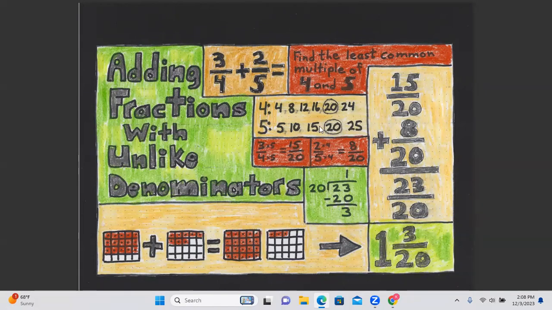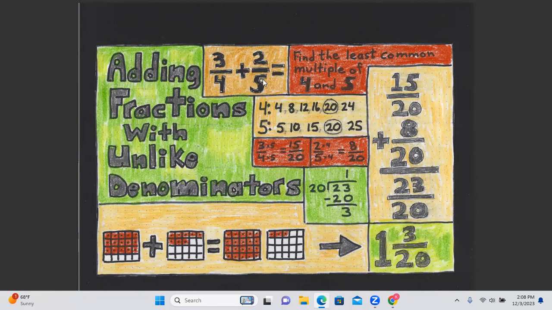And we're going to replace 3/4 and 2/5, but this time with 20 as our new denominator. And so when we look at the case of 3/4, we know that 4 times 5 will give us 20. Whatever we do to the denominator, we will do to the numerator, and 3 times 5 will give us 15. And so 15/20 will replace 3/4.